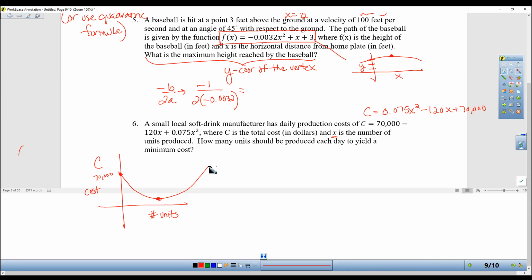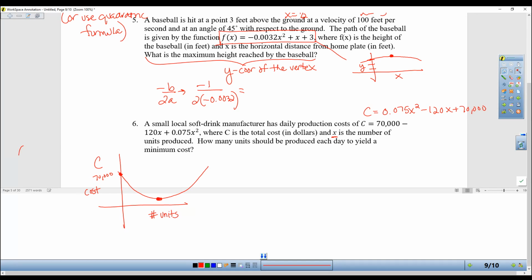So why would the cost ever start to go back up? Well, at some point you make too many units. Now you have to pay people overtime or open a second facility or buy another piece of equipment. So there's some kind of a sweet spot there where you've kept your cost to an absolute minimum.